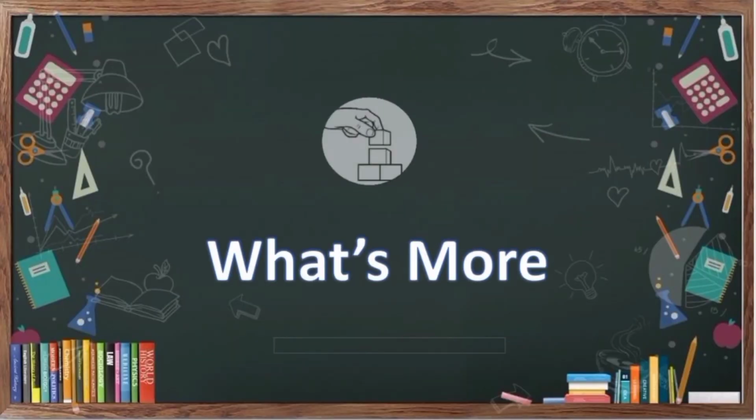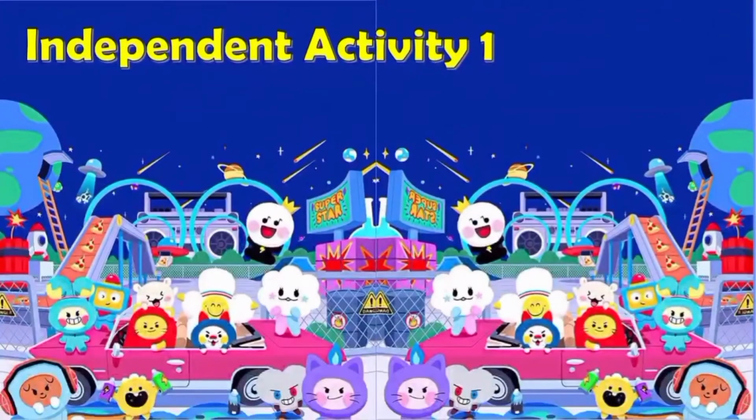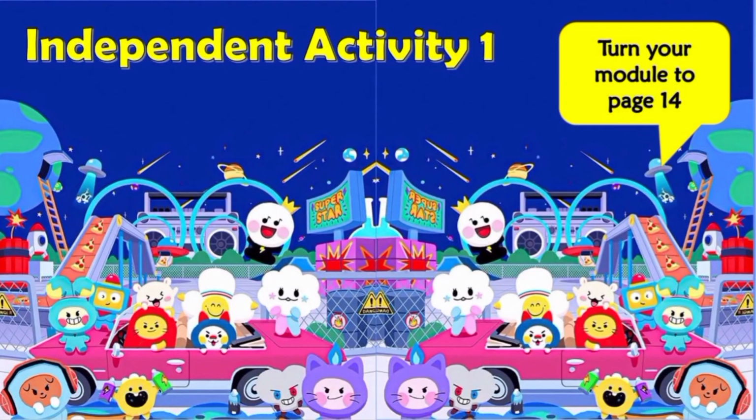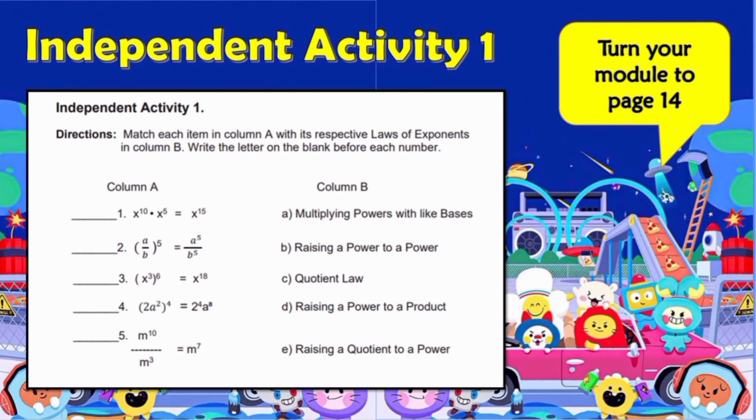What's more? Dependent activity number 1. Turn your module to page 14. Match each item in column A with its respective lowest exponent in column B. Write the letter on the blank before each number.